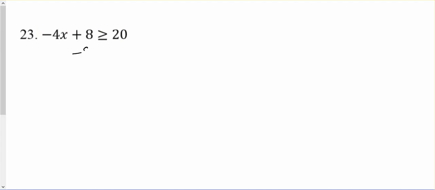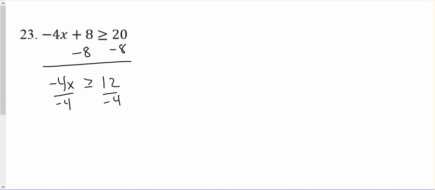23, subtract 8. Negative 4x is greater than or equal to 12. Divide by a negative 4. When we divide by a negative, we reverse the inequality symbol. X is less than or equal to negative 3. All real numbers less than or equal to negative 3. It's got the equal symbol, so it's a closed circle. And less than goes to the left.